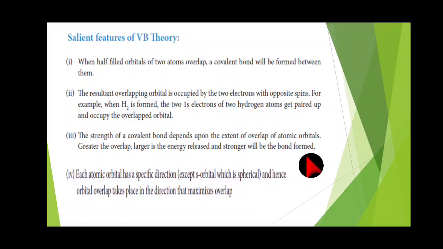Then one more point, each atomic orbital has a specific direction except the s orbital, because the s orbital is spherical in shape. Except for the spherical shape, the remaining p orbital, d orbital, f orbital have direction, right? So hence orbital overlap takes place in the direction where the overlap is maximum.